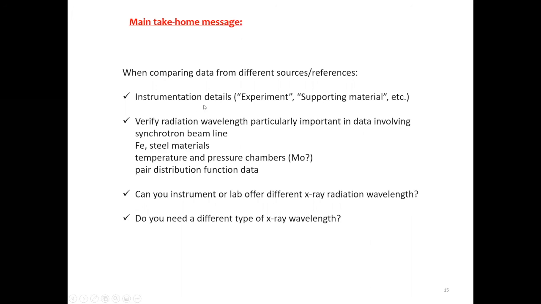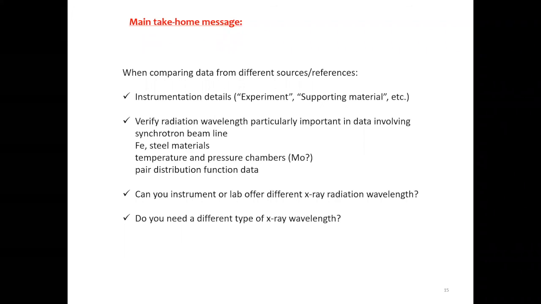It's very important if you are dealing with iron materials. Typically, iron can be measured using cobalt radiation to prevent fluorescence. Also, if you are looking at data that was acquired using temperature chambers or pressure chambers, many times they need to use a radiation that's much more penetrating. So moly will be a candidate. For pair distribution function data, you need to go to very high values of Q space. You need a silver radiation. But by far, the most common radiation in the literature is copper. So make sure that when you report your data, you do mention that.